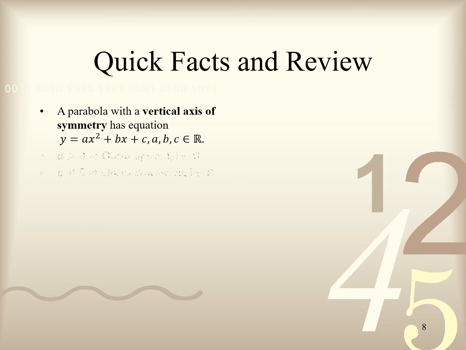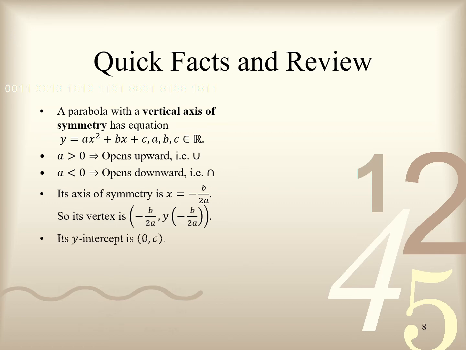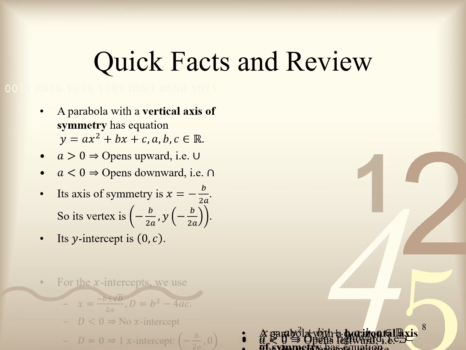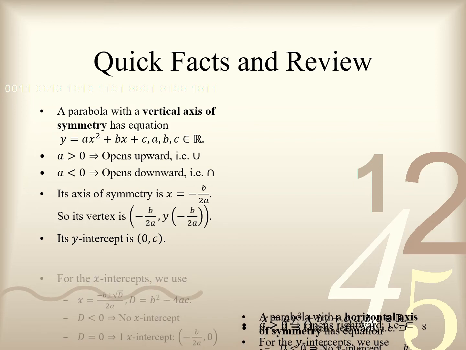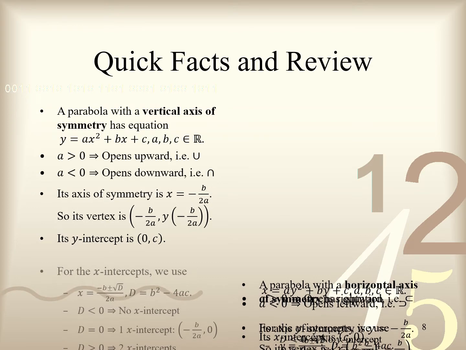If a is strictly positive, then the parabola opens upward, and if a is negative, then the parabola opens downward. In particular, this parabola's axis of symmetry is given by the equation x equal to negative b over 2a, so that its vertex is given by the following point. This parabola has a y-intercept given by the point (0, c). Recall that the video for problem 4 showed how to find the y-intercept for a line in the slope-intercept form. The same idea can be applied here by simply setting x to 0, which gives a y-coordinate of c.